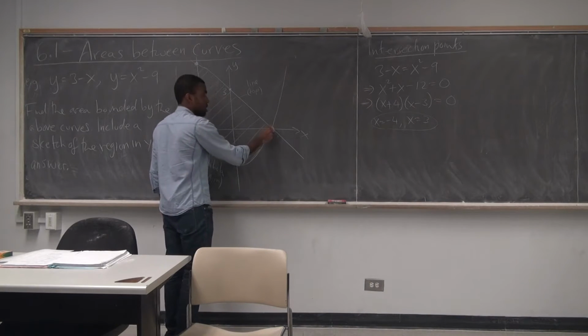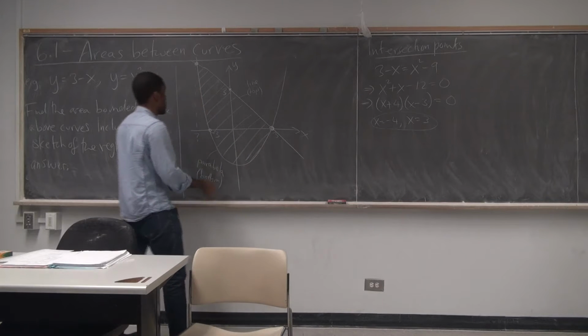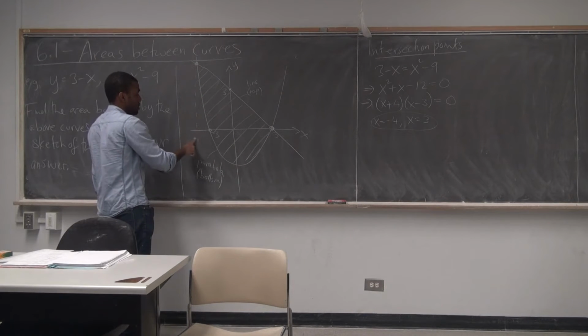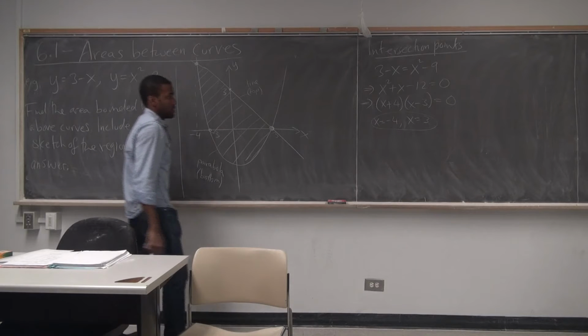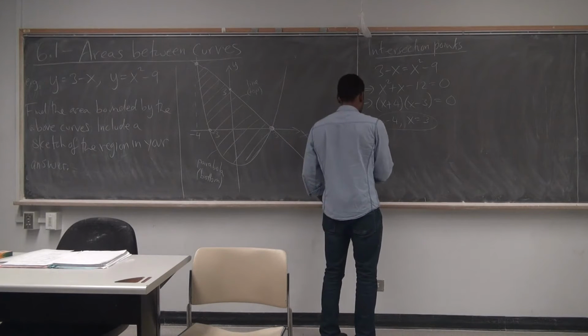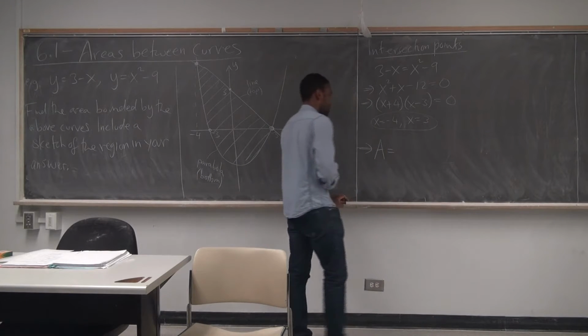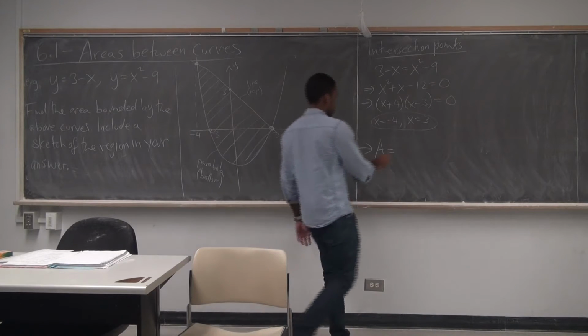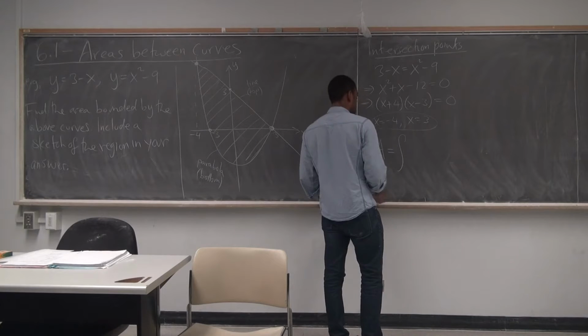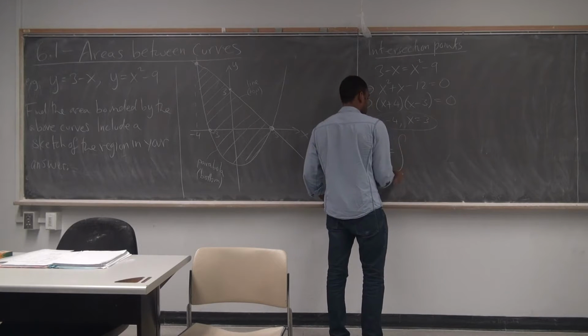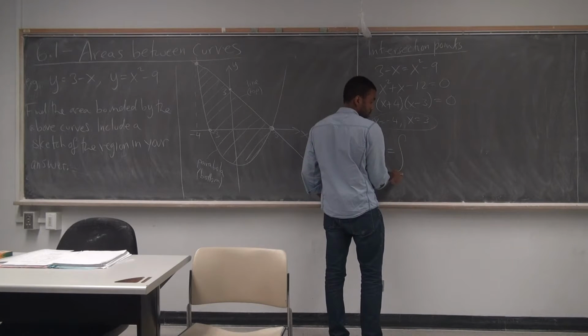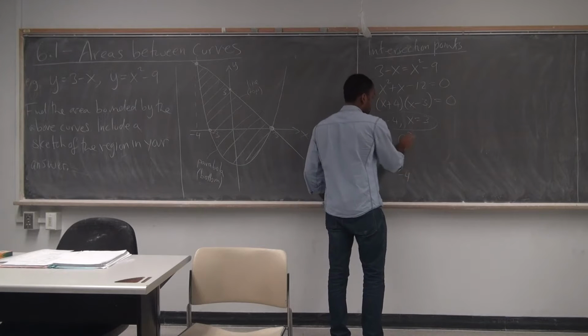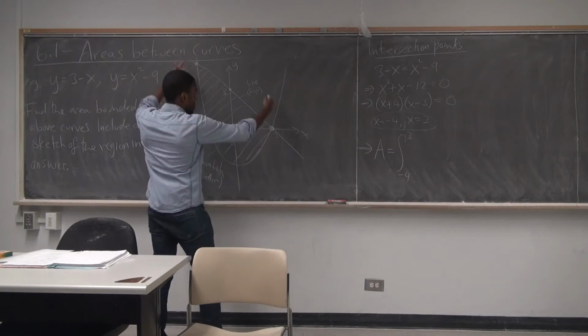X equals 3 you already knew just by knowing how to graph these guys. So this guy here, now we just figured out, is minus 4. So this means that our area is going to be what? Antiderivative of? What are the limits? From negative 4 to 3. Negative 4 to 3. Those are the guys that are on the outer edge.